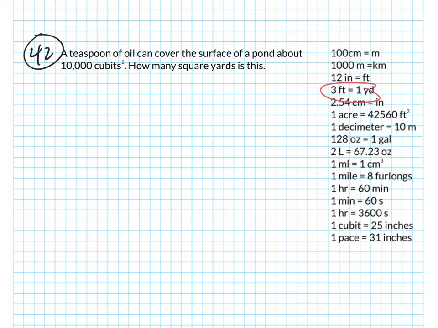Yards, working backwards, I got feet. And cubits, what's a cubit? Cubits are here in inches. Oh, so I could do this and go 12 inches in a foot. So I'm all set there. All right, so let's start working this out.